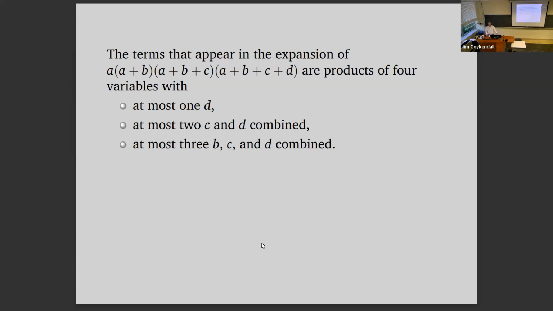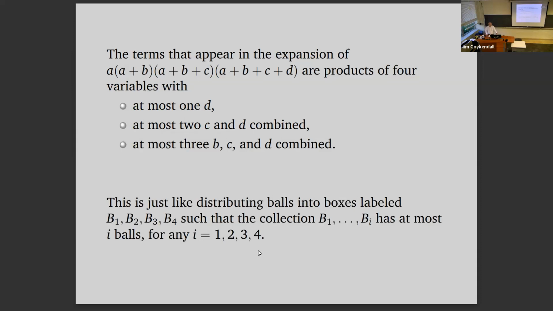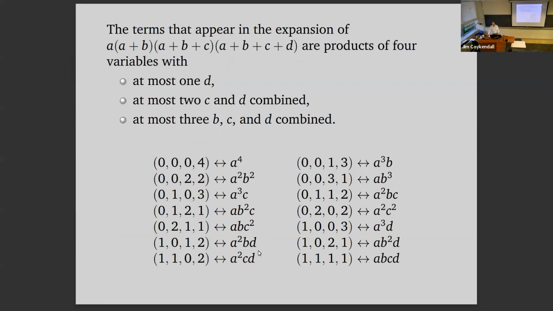The boxes, yeah. So this is just like distributing balls in the boxes labeled B1, 2, 3, 4, such that B1 has at most 1 ball, that corresponds to the D's. B1 and B2 have at most 2 balls combined, that corresponds to the C's and D's together.